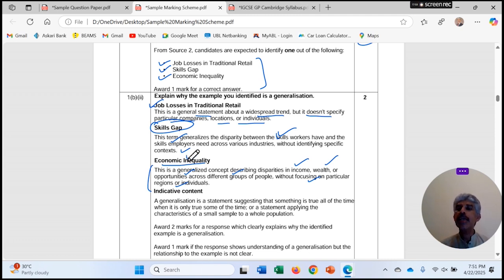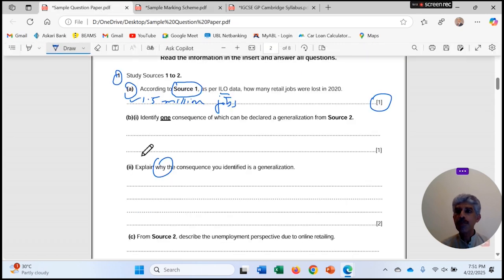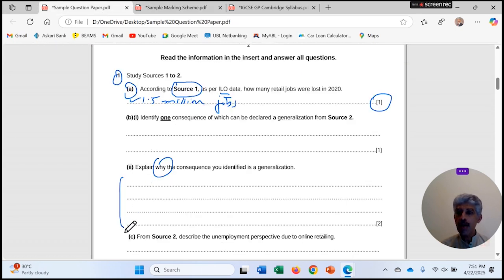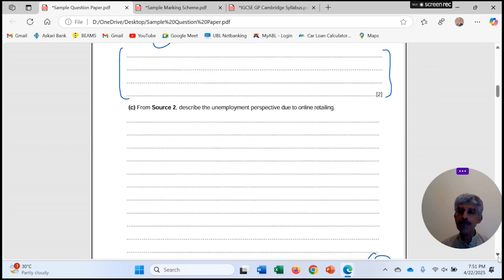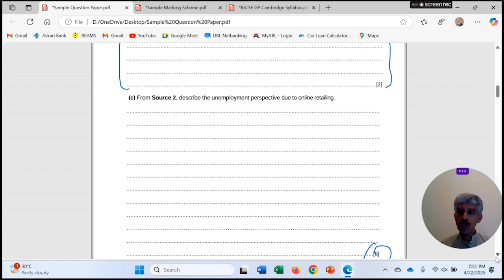But if we say that there is economic inequality around the globe, this is a generalized statement, right? So students are supposed to justify how some statement is considered a generalized statement. So they will write over here how this statement can be considered as a generalized statement. Now, C. From source 2, describe the unemployment perspective due to online retailing.